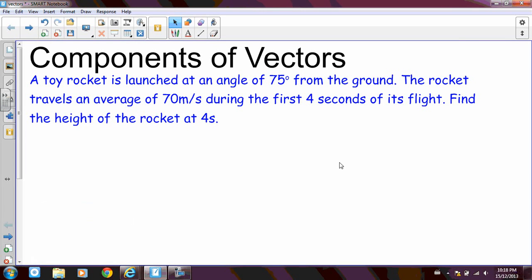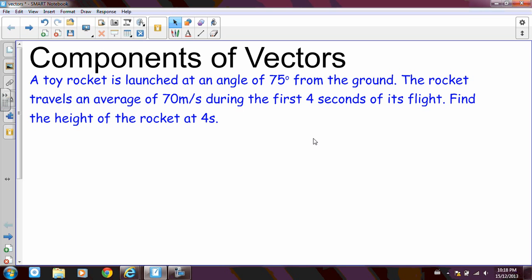Okay, so just a quick example here of components of vectors. So basically splitting the existing vector up into horizontal and vertical components or parts. The example is a toy rocket being launched 75 degrees from the ground and traveling 70 meters per second for 4 seconds. Basically, how high is the rocket?